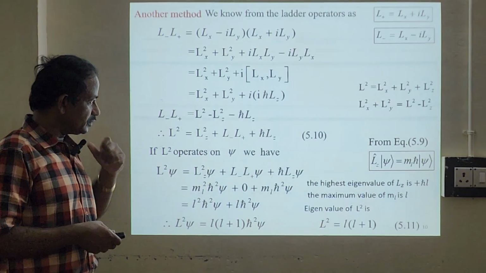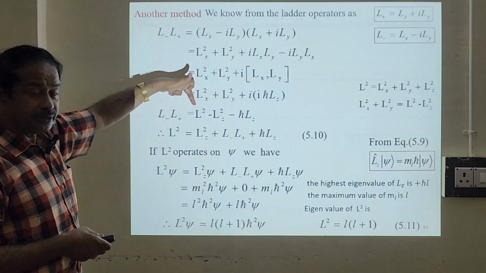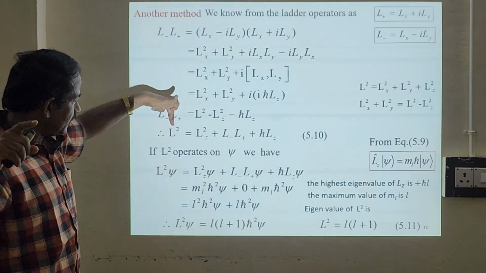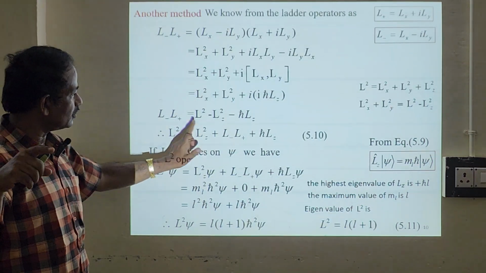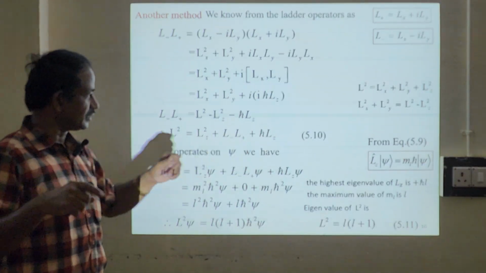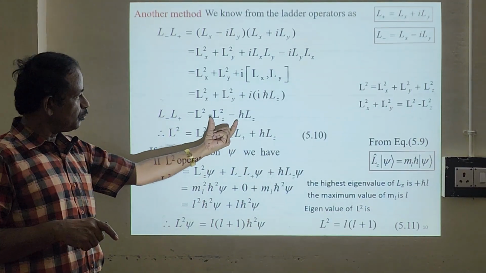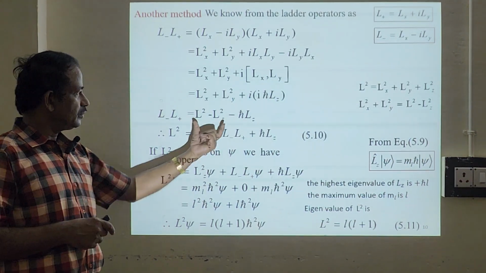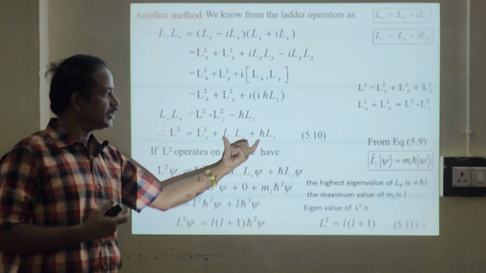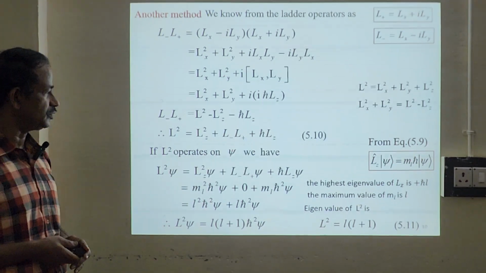Okay. Is it okay? So now we need to have only L squared. Our aim is to find the expression for L squared. So L squared equals Lz squared, L minus L plus, and plus ħ Lz. I have pulled these two terms from the right hand side to the left hand side. So we will get the equation 5.10.